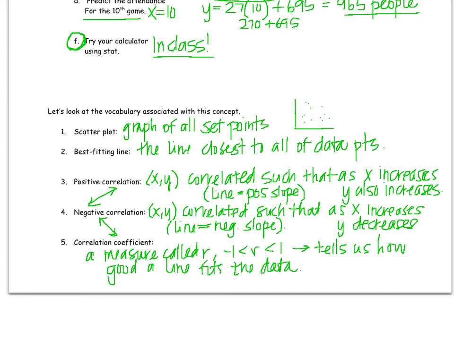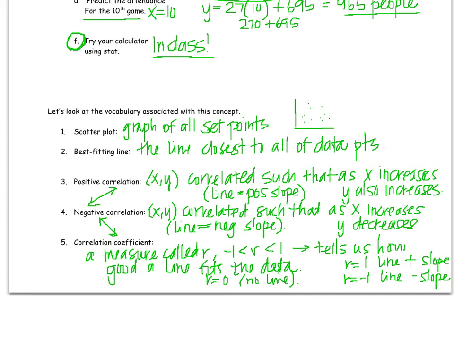So, for example, if R is a positive 1, then it's a good fit. It's a line with positive slope. I'm going to say plus slope, okay? If R is -1, then it's a line with negative slope. And if R is 0, there is no line that works. Okay, and I'm going to show you examples of all of these once we flip the page.